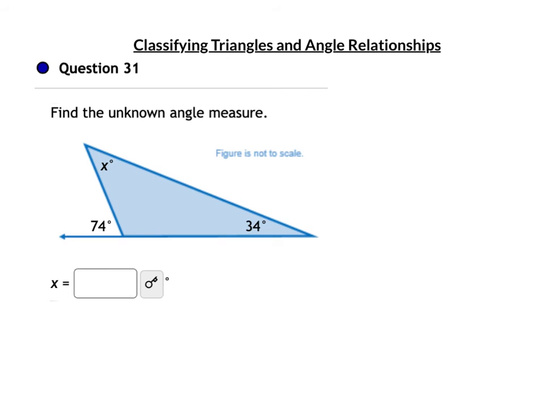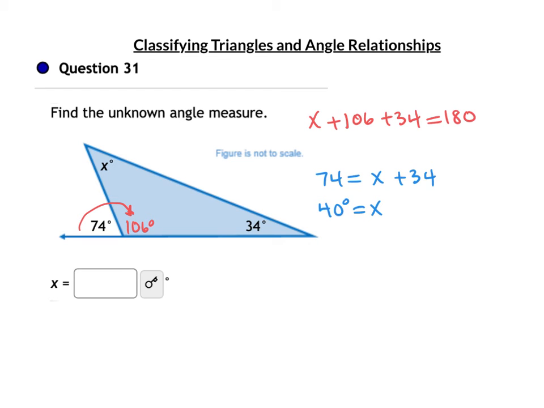On question 31, you could use the Triangle Sum Theorem because we know that these two add to 180. So this one would be 106 degrees. And then I know that x, 106, and 34 equal 180. That's the Triangle Sum Theorem. But I also know that the exterior angle, which is 74 degrees, is equal to the sum of the two remotes. Subtract 34 from both sides, and I can see that x is 40 degrees.